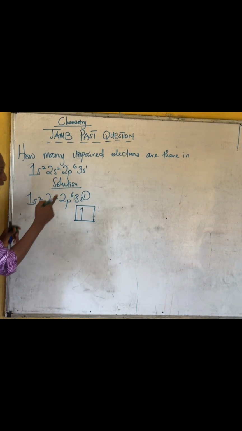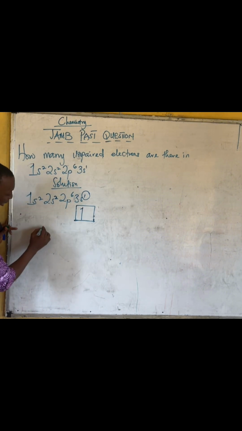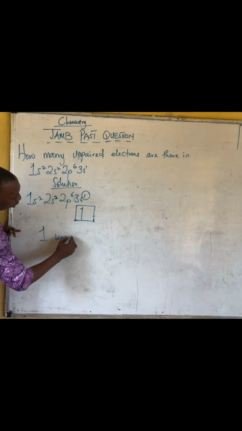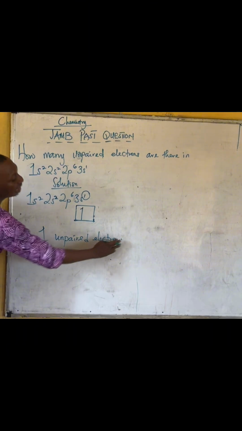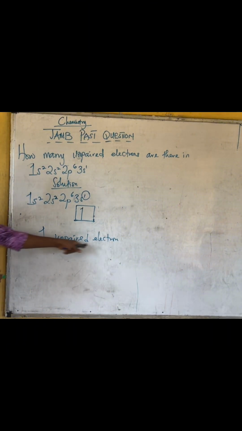And so how many unpaired am I seeing here? I'm seeing only one unpaired. Only one is not paired there. So one unpaired electron. Now there is a way to answer it other than the one I have done.